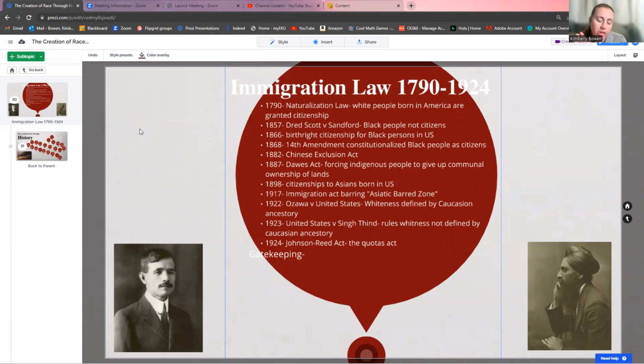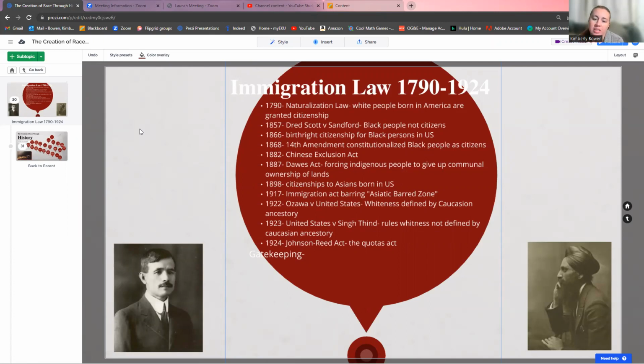So we're going to talk about immigration law for a second. We're going to backtrack essentially to 1790 through 1924 and just talk about immigration. So in 1790, we did the naturalization law, which essentially stated that white people born in America are granted citizenship. Now, the idea of who was white and not changes, and we'll get into that soon. In 1857, Dred Scott versus Sandford, it acknowledged that Black people were not citizens legally.